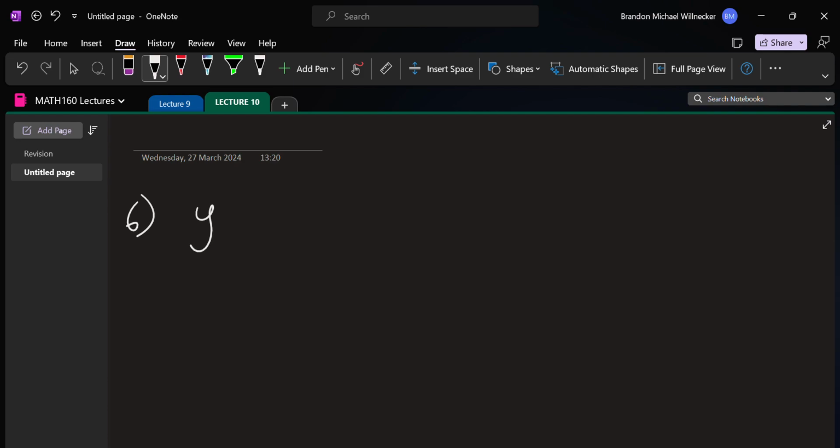Okay, number 6. So we have y is equal to x squared sine of x squared. Now we've got two things going on. Firstly, it's a product of two things. We've got x squared as the first function, sine of x squared as the second function. So we're going to have to use the product rule. And secondly, it's sine of x squared, so we're going to have to use the chain rule. So product rule first, because it's a product of two things. Then when we're differentiating that second part, we need to remember to use the chain rule.